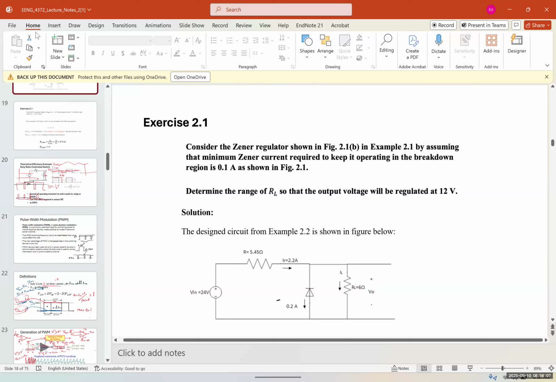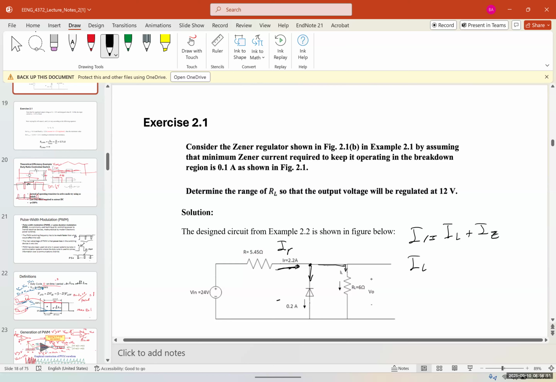Do I need more time? Okay. So the current coming into this node, IR, splits into two currents. One goes through the Zener diode, so IR would be IL, which is the load current, plus IZ. Therefore, IL would be equal to IR minus IZ.